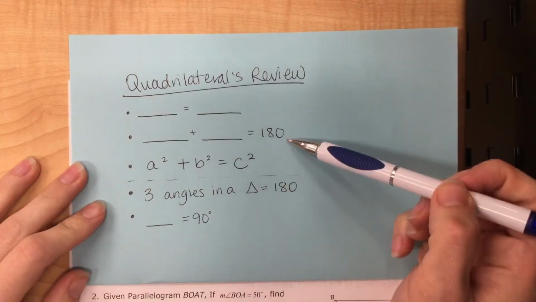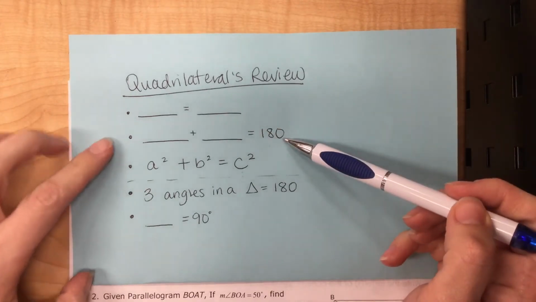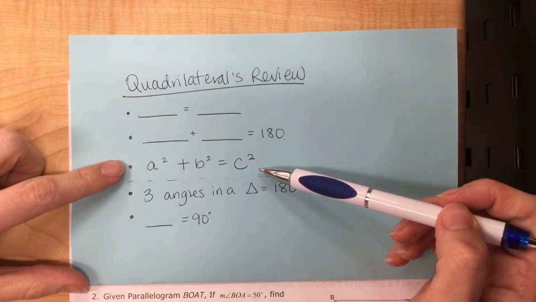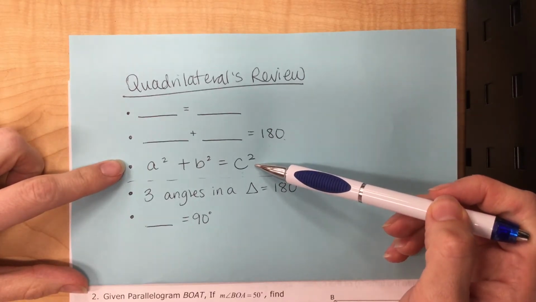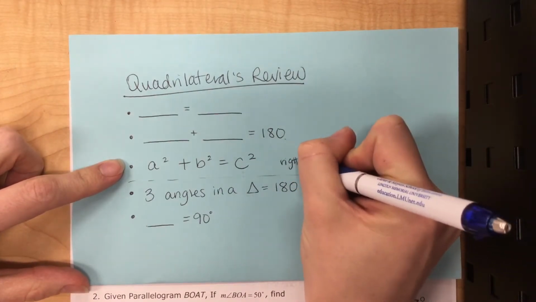So these are the three that we put up in class today. Either two things equal each other, or two angles add to equal 180 degrees. Those are my supplementary. Or a squared plus b squared equals c squared. That's the Pythagorean theorem if we're looking for sides. Remember, this only applies for right triangles.